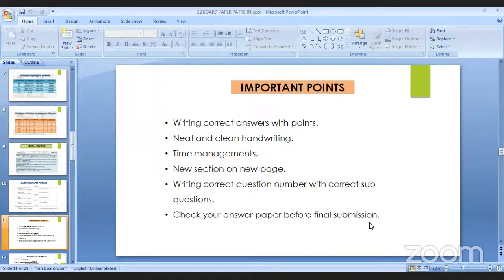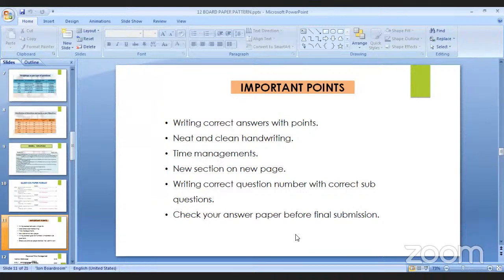And one important point I want to emphasize: don't do any rough work on the board question paper. On the board question paper in the examination hall, you write your board seat number. If you do rough work on that paper, and any squad or supervisor comes, they may take action. You can use your answer paper's last page for rough work. Don't do it on the question paper because it is considered as copying.